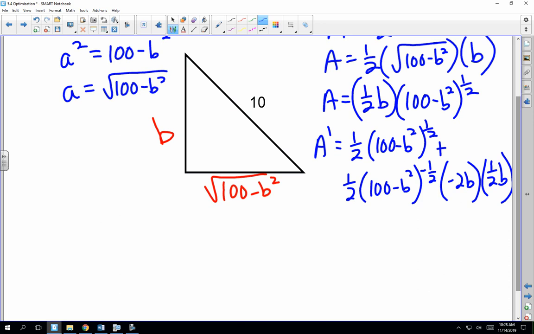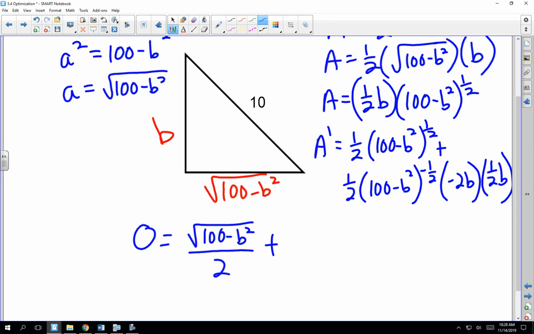It is going to be easier, I think, to simplify it. When I go to solve it, I want to get it in fractional form. So I've got 0 equals the square root of 100 minus b squared over 2. That's the first term. I'm just changing the 1/2 power back to a square root, and I'm putting that whole thing on the top over the 2. So I'm making one fraction out of it. And this is what you'll do each time with these square root types of functions. And then I have plus, actually it's going to end up being a minus. See that?